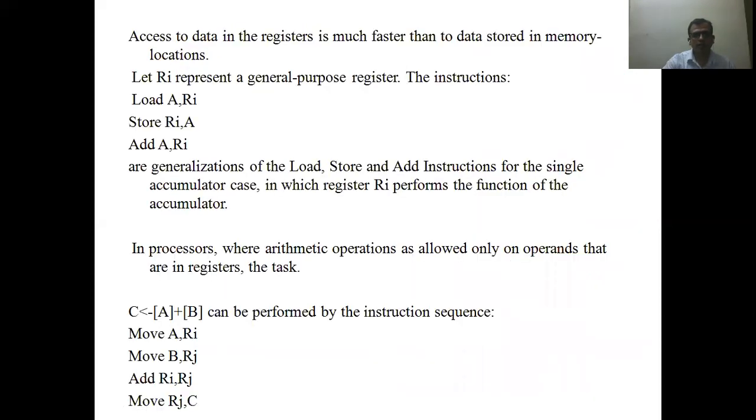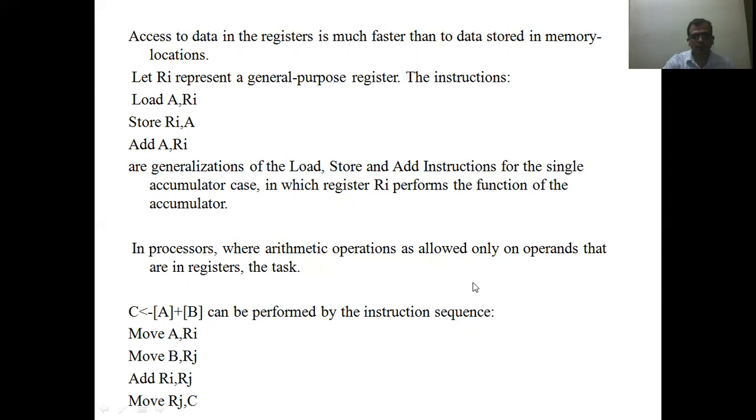Accessing the data in the registers is much faster than accessing the data stored in memory locations. Let Ri represent the general purpose registers. These instructions include Load A, Ri, which loads the contents of A into Ri, Store Ri, A, which stores the content of Ri into A, and Add A, Ri. This is a generalization of the load, store and add instructions for the single accumulator case, in which the register Ri performs the functions of the accumulator.